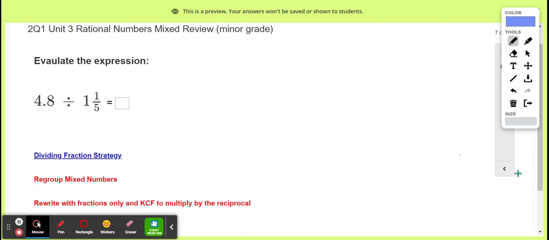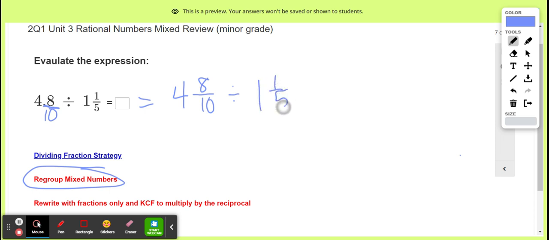So taking a look at number 7, first we're going to regroup the mixed numbers. But in order to get this decimal into a fraction, just a quick trick, put that decimal place value over tenths, hundredths, or thousands. So now we have 4 and 8 tenths divided by 1 and 1/5.